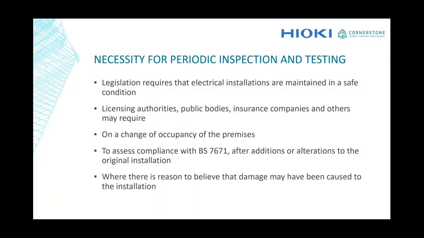And the necessity of periodic inspection and testing. The legislation requires that electrical installations are maintained in a safe condition for a better working environment and human safety also. And some licensing authorities, like public bodies and insurance companies, are recommending inspection to avoid losses that can occur due to accidents and damages from electrical faults. And when there is a change of occupancy, the tenant can also ask for a periodic inspection report for ensuring the electrical safety. The next is to assess compliance with BS 7671.